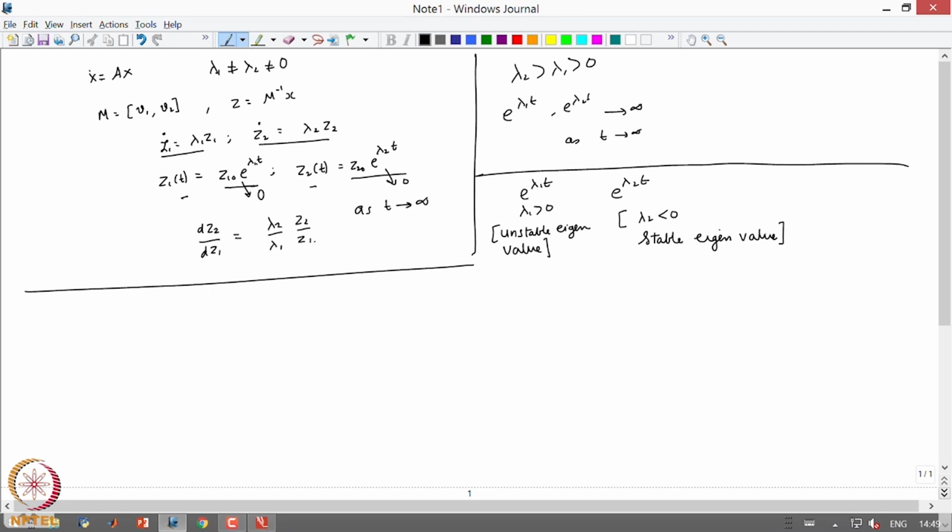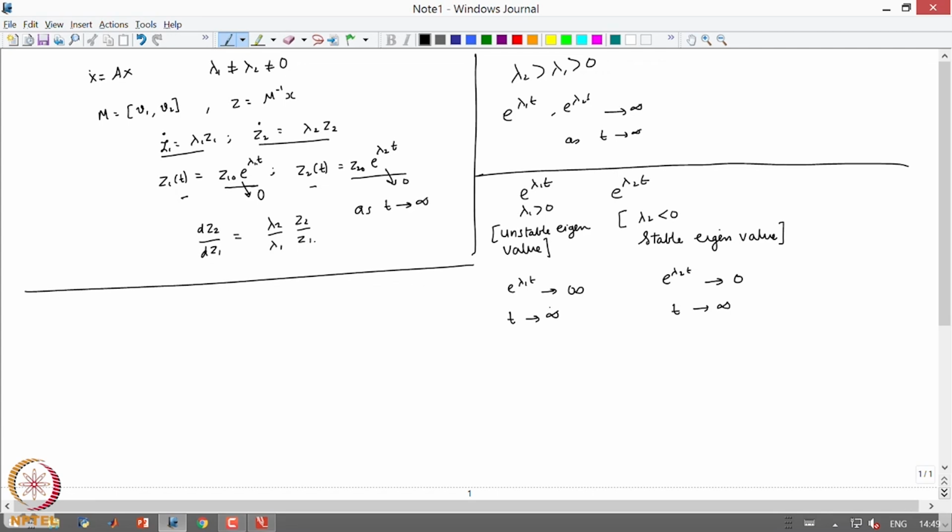Okay. So, what would we expect as time progresses? That e power lambda 2 t will tend to 0 as t goes to infinity, whereas e power lambda 1 t will tend to infinity as t goes to infinity.